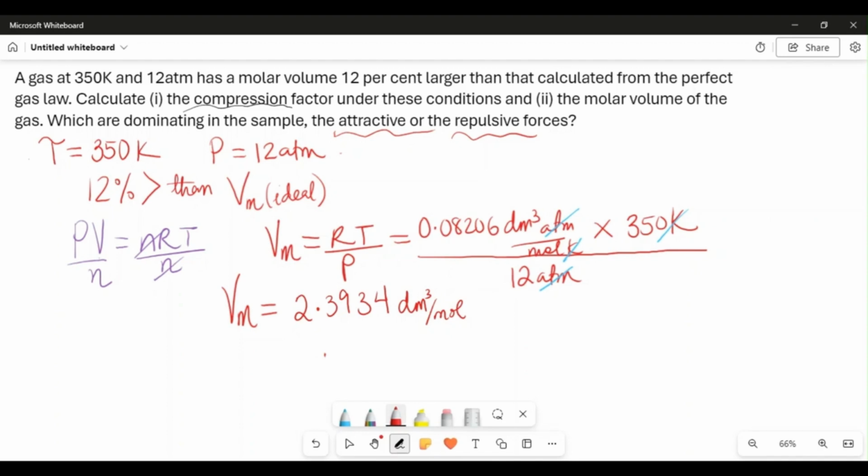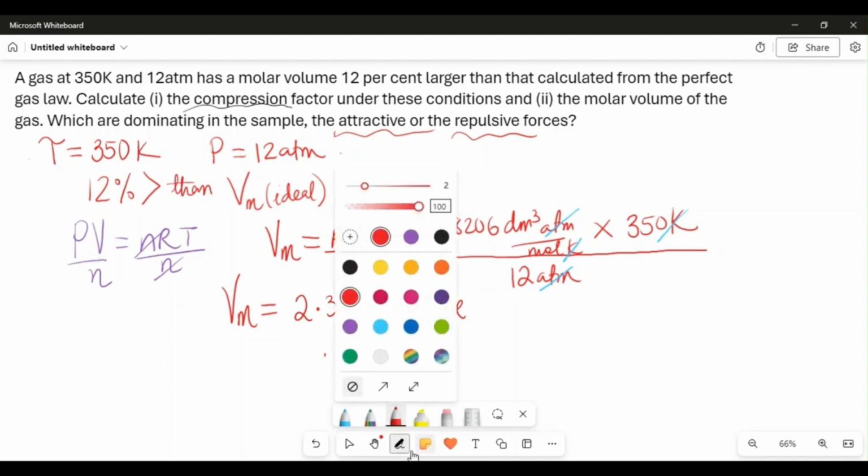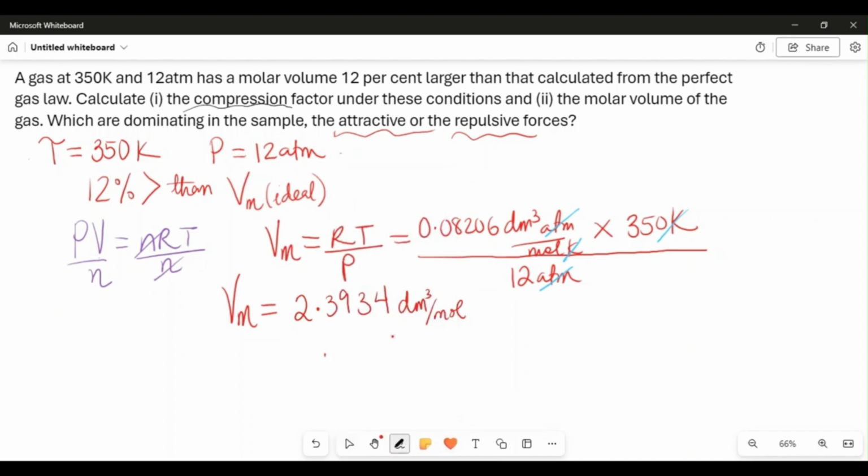Now we've gotten this information right here. Now we're asked to solve for the molar volume of the real gas, and they say that is 12% greater. So this is the one for the ideal gas that we just solved here. Then the one for the real gas is what we're about to solve.